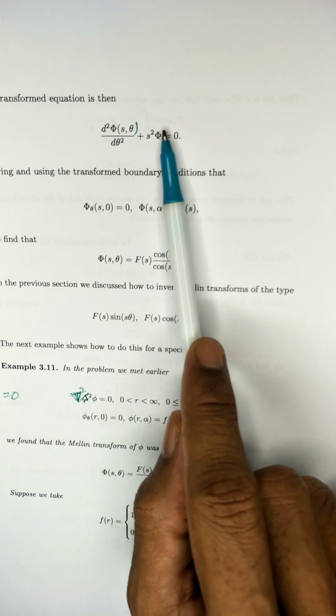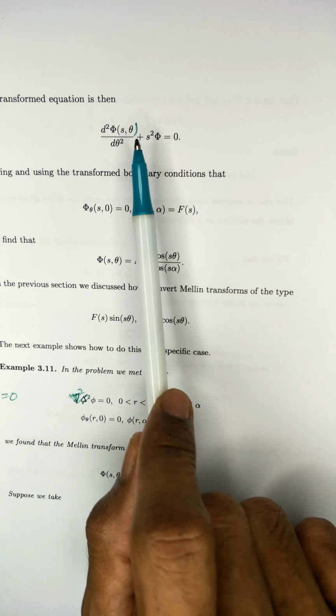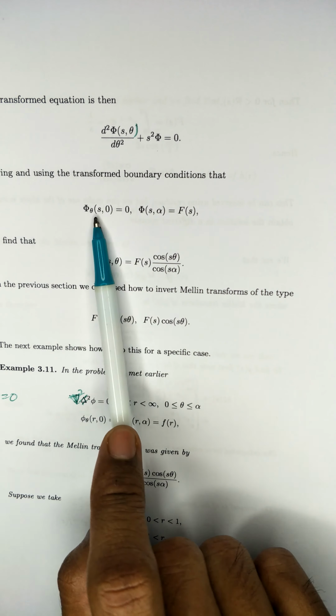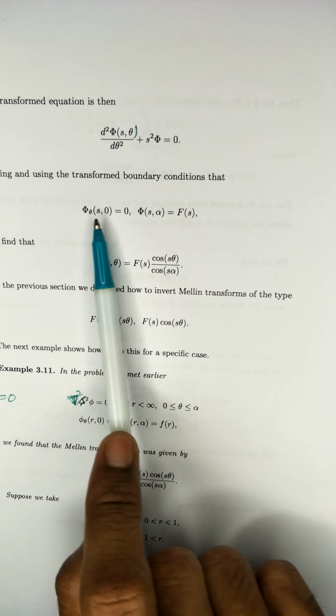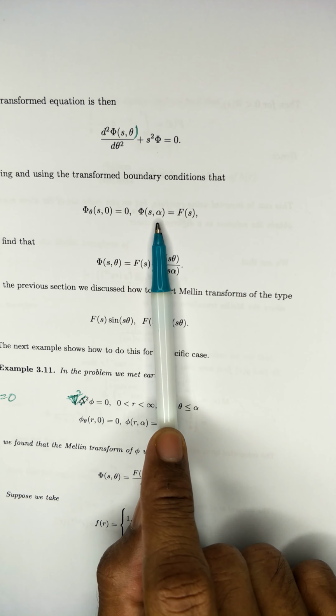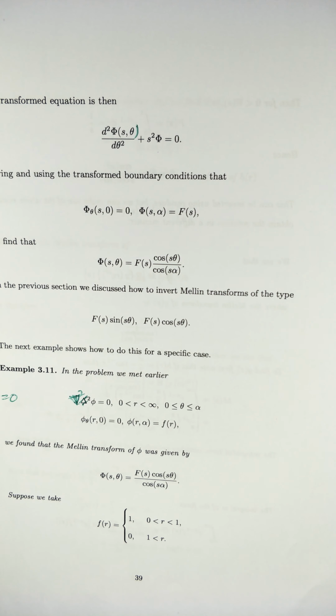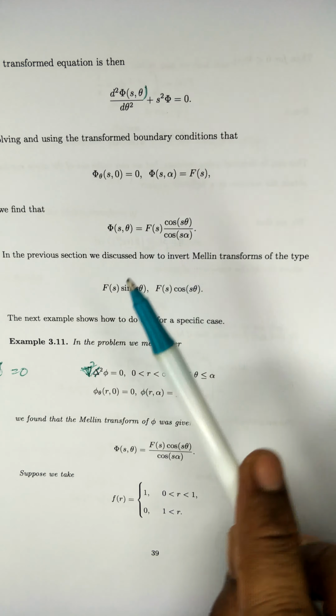This is just a standard second order differential equation, so you can find the general solution. Having the general solution, we can apply the boundary condition. This is the boundary condition after we do the Mellin transform on the boundary condition, and then apply this boundary condition. We obtain the particular solution of that equation. It will give you this.